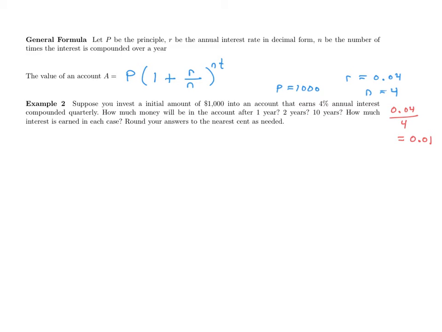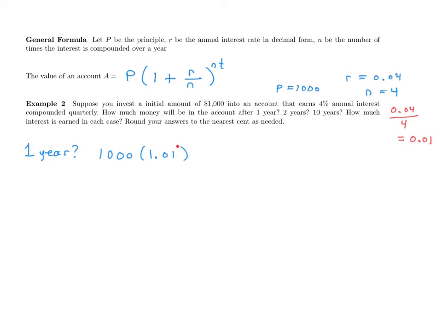It works the same way. After 1 year, you would start with your $1,000, and you would apply 1% interest at some point. That'd be after the first quarter. So the new balance of the account is 1.01. So you applied 1% of the 4% interest after the first quarter. This is the new balance of the account.